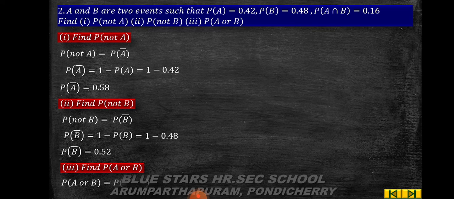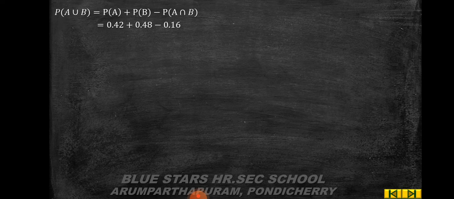So P of A or B is equal to P of A union B. P of A union B is equal to P of A plus P of B minus P of A intersection B, which is equal to 0.42 plus 0.48 minus 0.16, which is 0.90 minus 0.16. So P of A union B is equal to 0.74.